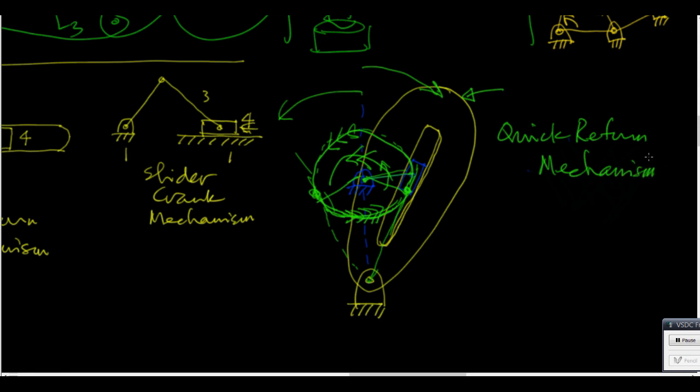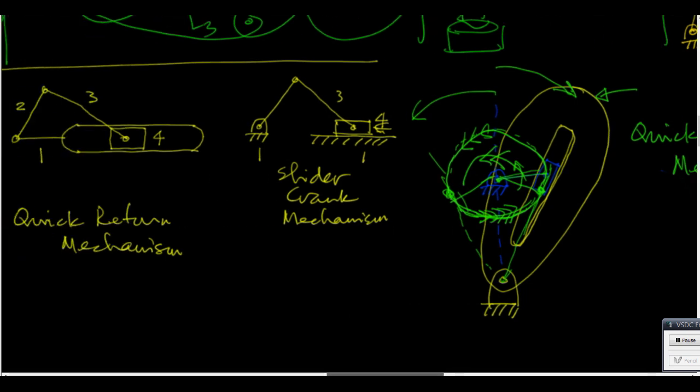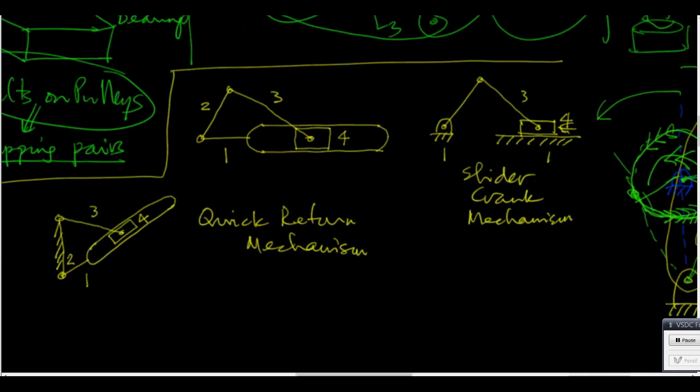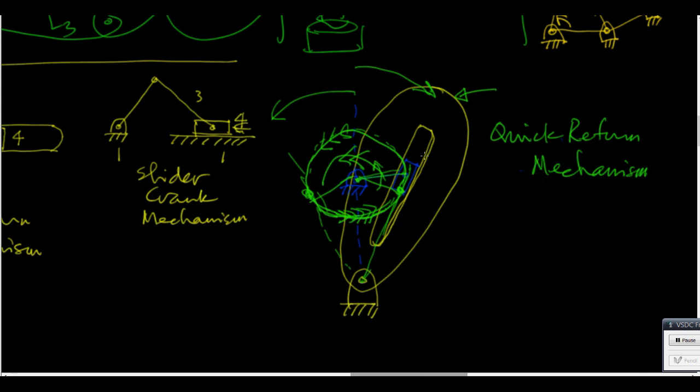Now, how is this quick return mechanism the same as this mechanism here? Here, 2 is fixed, right? So I have 2 is fixed here. Let me take red. I come back here. This part here, red. This is 2 is fixed. The distance from this hinge point to this hinge point does not change. That is fixed.